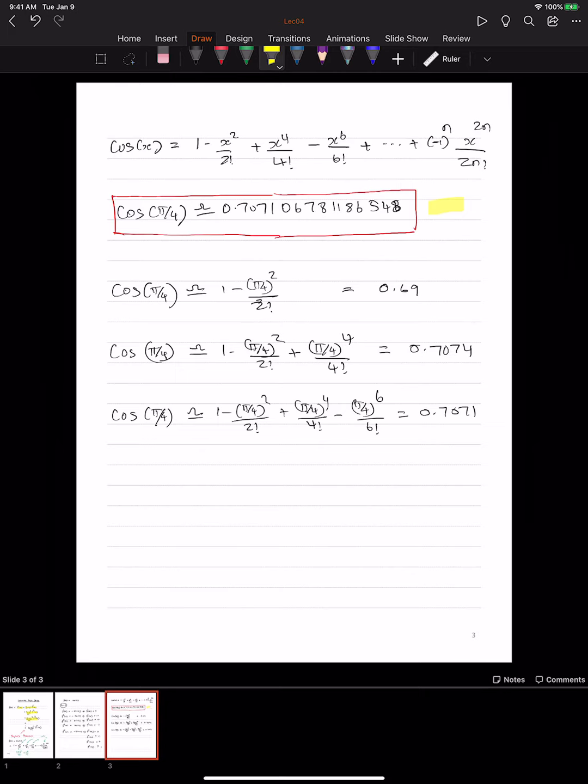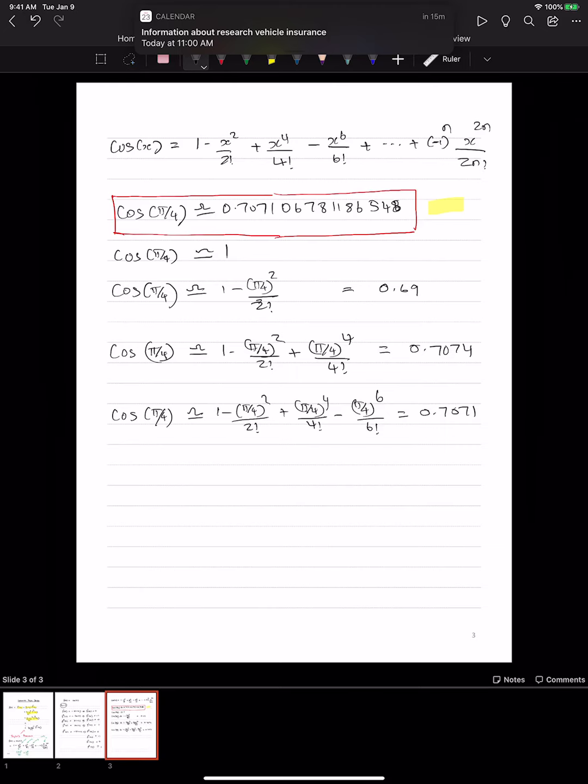Knowing that, let's use one term, two term approximations of cos pi by 4. The first approximation is obviously 1. I didn't write that, so let me write it. The first approximation of cos pi by 4 is 1 if I just do the first term. That's, I would say, a bad approximation because cos pi by 4 is 0.707.